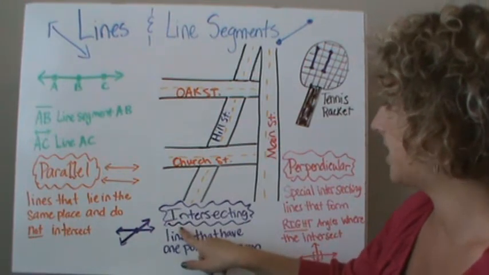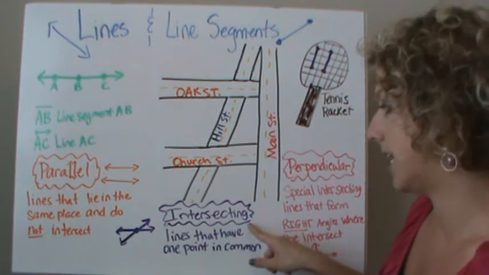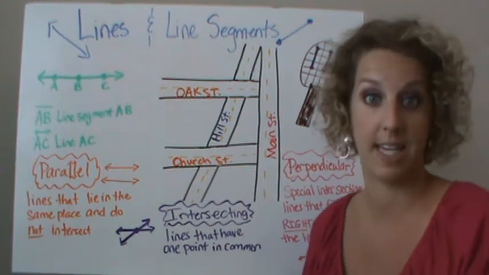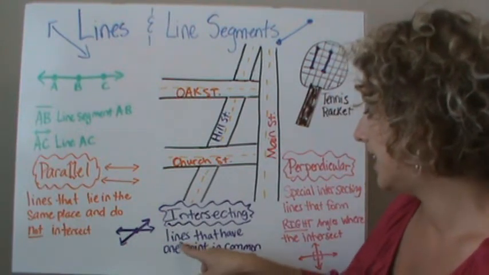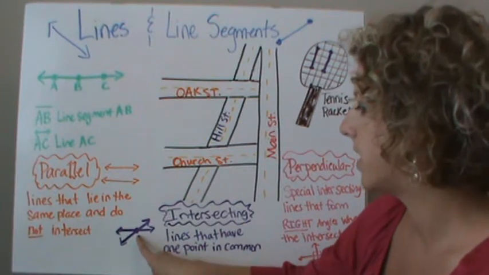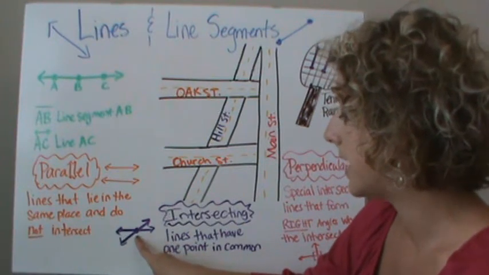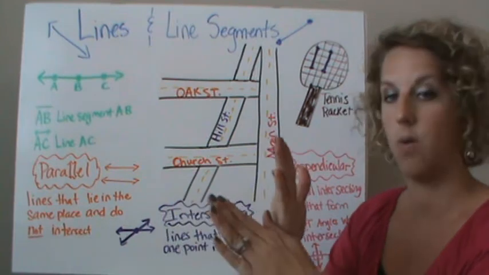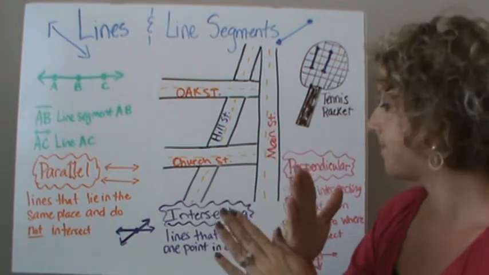The second type of line, intersecting lines. So you've heard me say intersecting a lot. Let's see what that means. Lines that have one point in common. So for example, these two lines cross over, so they have that one point in common.